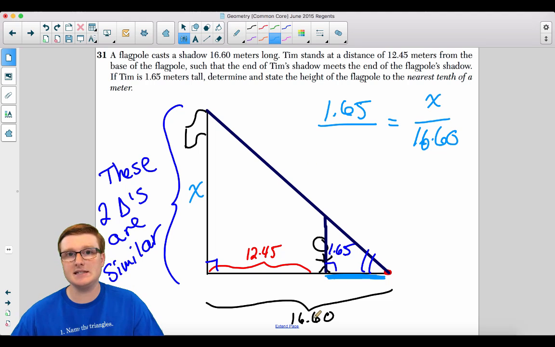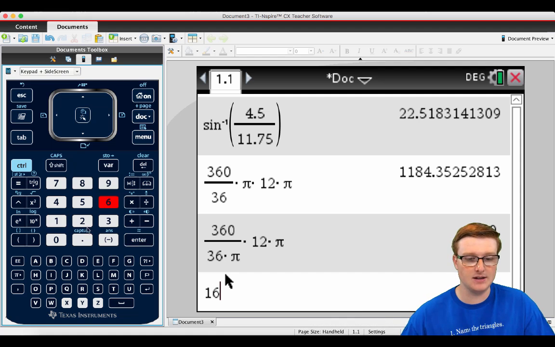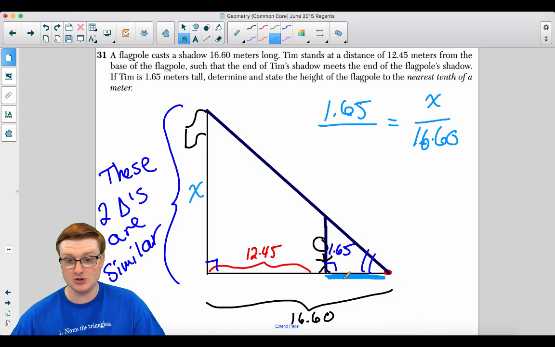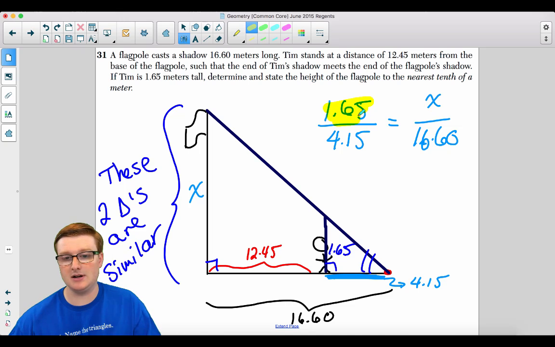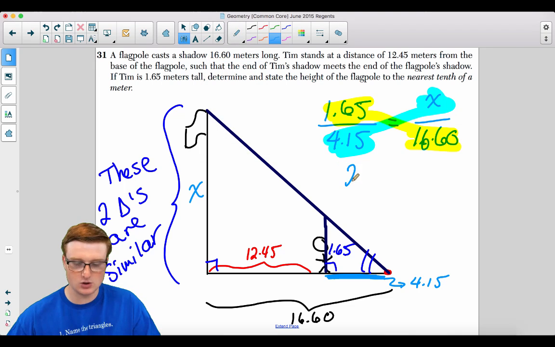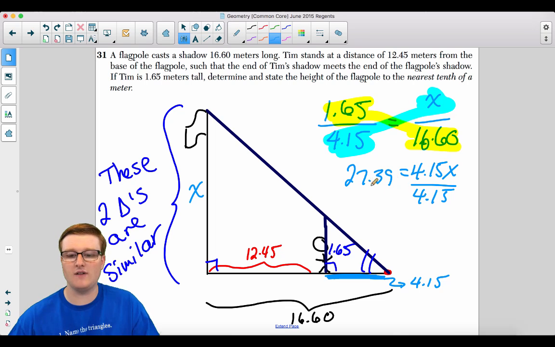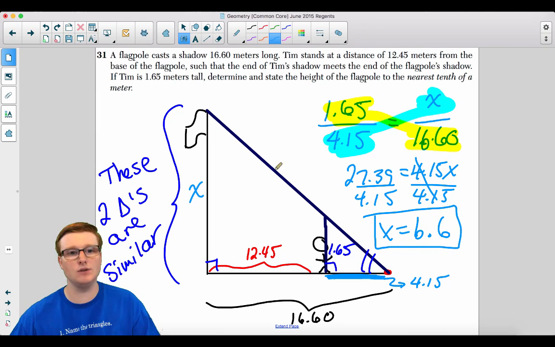Well, that's just going to be 16.60 minus 12.45. That's going to be a distance of 4.15 meters. So this little distance that you see over here is 4.15 meters. Okay. That's it right here. Now we could cross multiply. Perfect. So I'm going to cross multiply this number and this number. And I'm going to cross multiply this number and that letter. So we get 27.39 is equal to 4.15x, divided by 4.15 on both sides. And you get x is equal to 6.6. Ladies and gentlemen, that is your answer. That is the height of the flagpole.